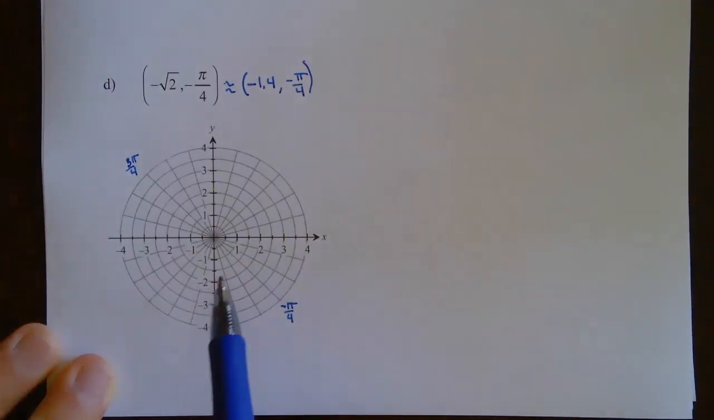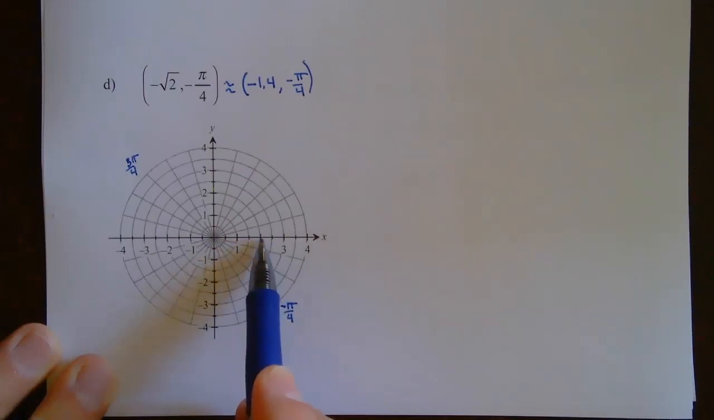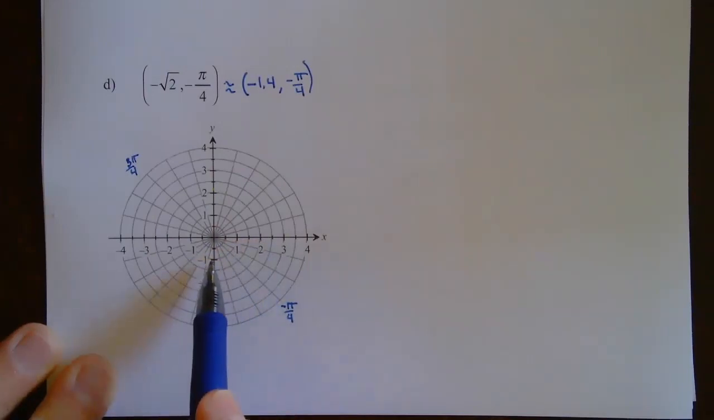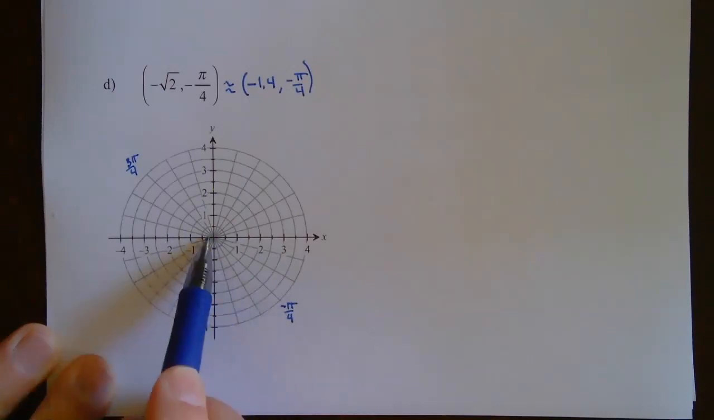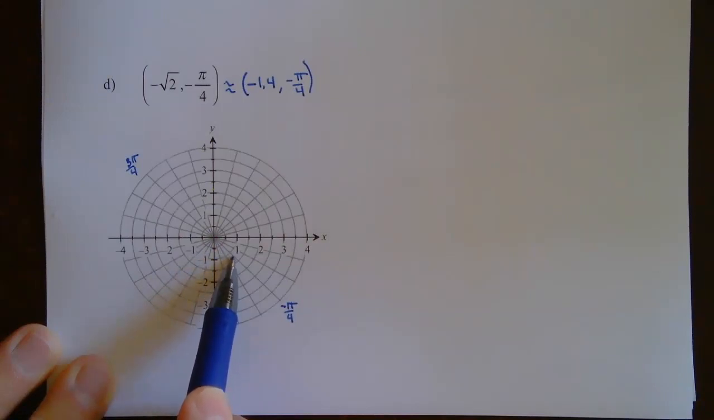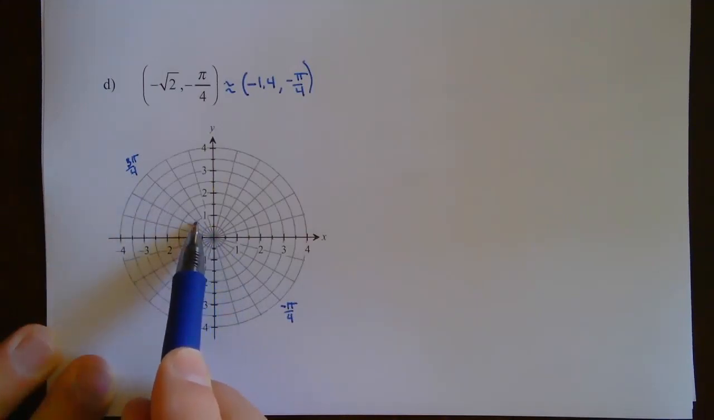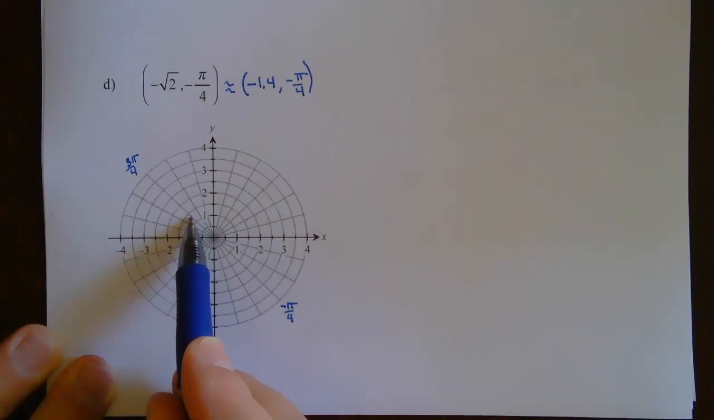I'm redoing this because I made a mistake. I counted each one of these by 1, but it's not. This is 0.5 radius, this is 1 radius, this is 1.5 radius, and this is 2. So 1.4 along this angle line would be right about here. But we're not supposed to go in the direction of negative pi over 4. We need to go in the opposite direction, so we're going to go this way. This would be 0.5, this would be 1, and then 1.4 would be right about here.